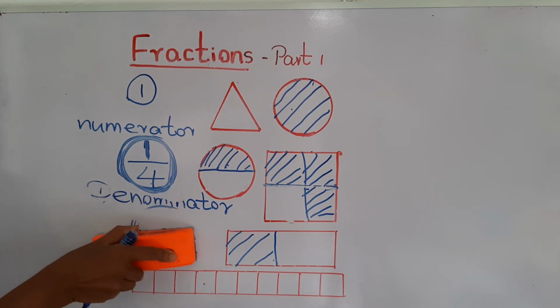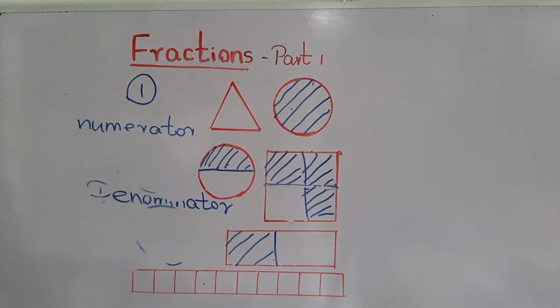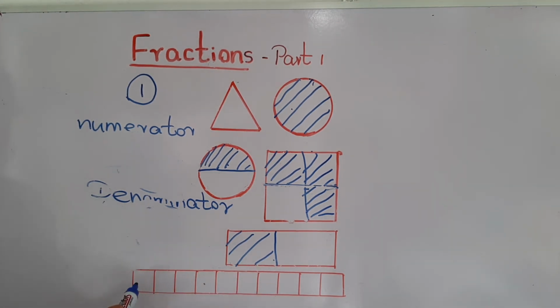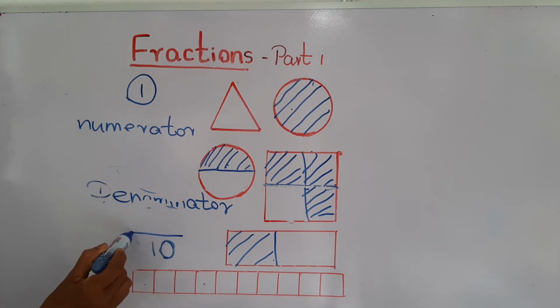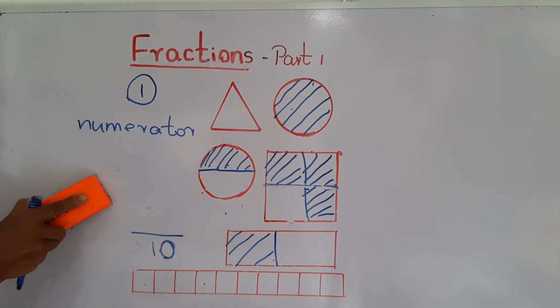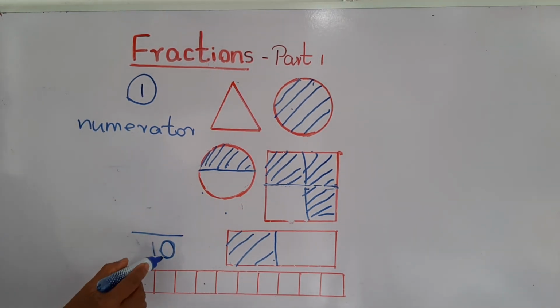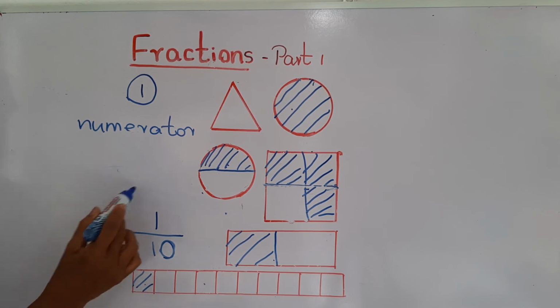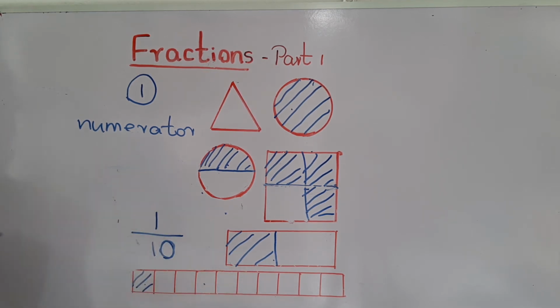Now we'll move to this figure here. Look at this figure. We'll count how many parts it has been divided into: 1, 2, 3, 4, 5, 6, 7, 8, 9, 10. This figure has been divided into 10 parts. Then the denominator is 10, that is below the line. Out of 10, I have colored one part. The fraction is shown according to this figure.